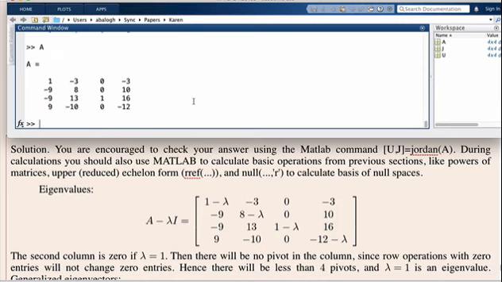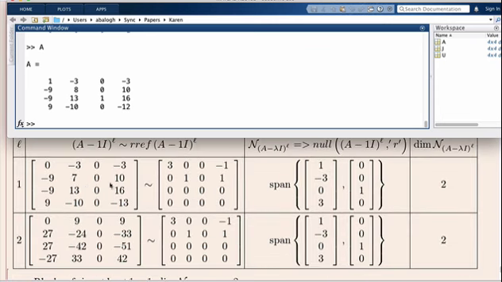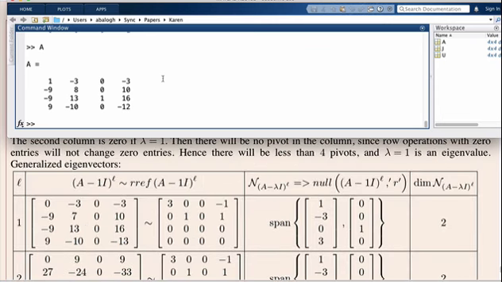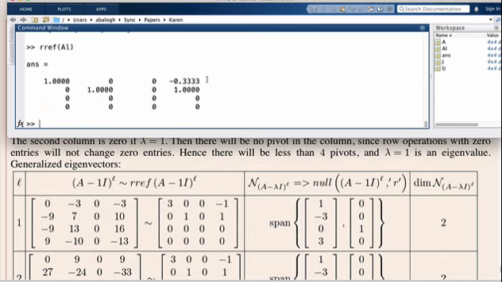So anyway, if we have A and we want to calculate A minus 1 times I, let me denote it with AL, A lambda. The way you can calculate it is that you subtract 1 times the identity matrix of size 4 by 4, which in MATLAB is I4. So this is the matrix A minus 1 I. And then we can calculate the reduced row echelon form of this. Not A, the A minus lambda.